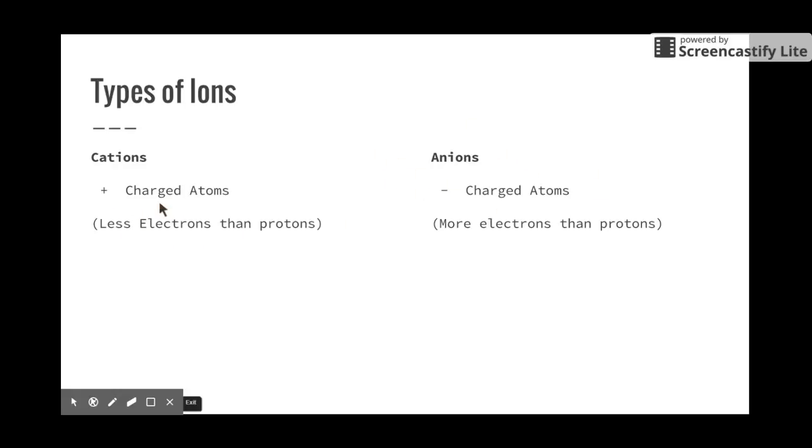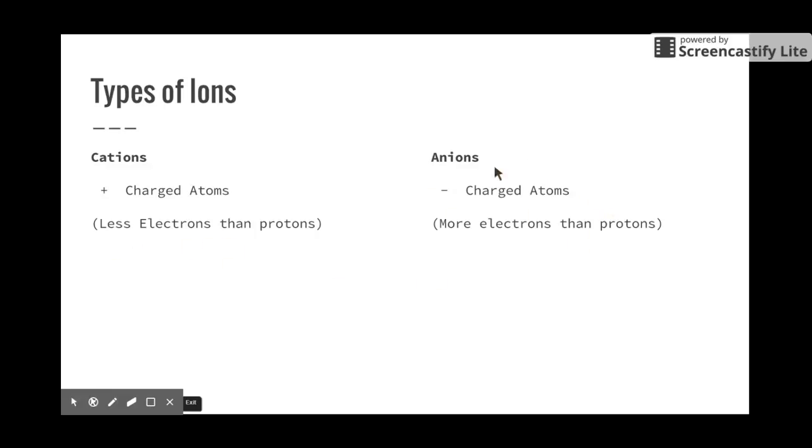Now, in order to make a cation, or a positively charged atom, you can't add protons. I just said that you can't change the number of protons. So the way we do that is we have to take away electrons. Now think about that. Electrons are negatively charged, so if we take away electrons, then that means we're taking away negative charge, leaving positive charge. So that's why positively charged atoms are those created when we take away electrons.